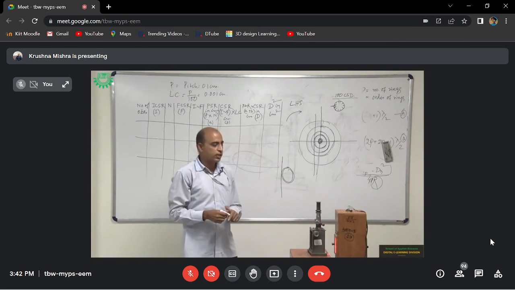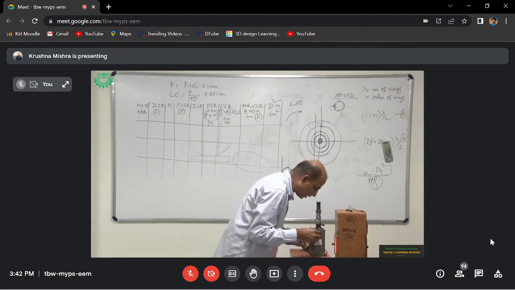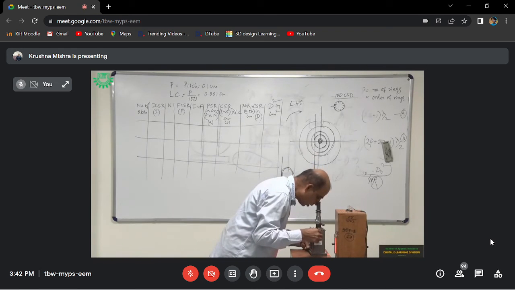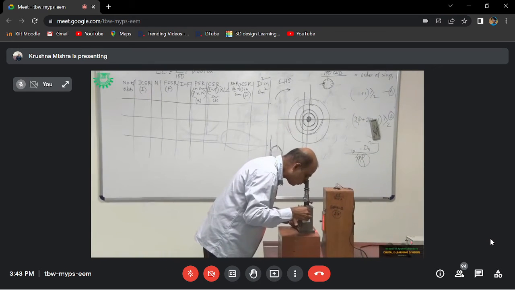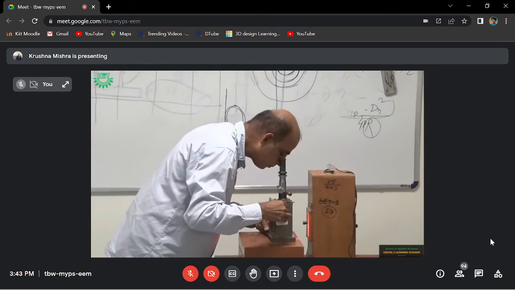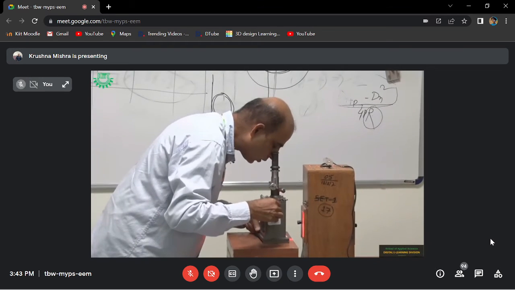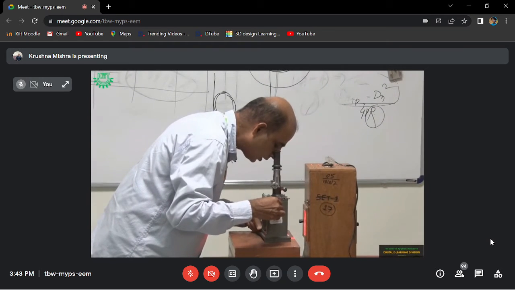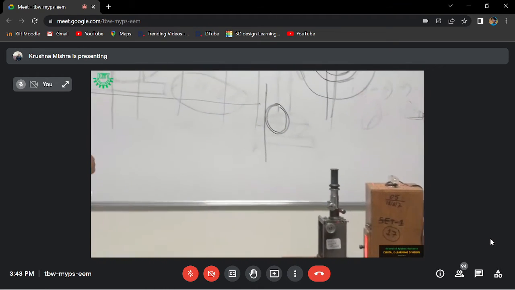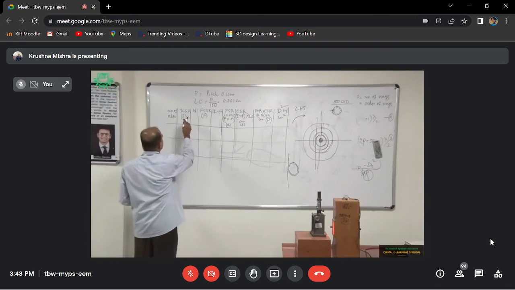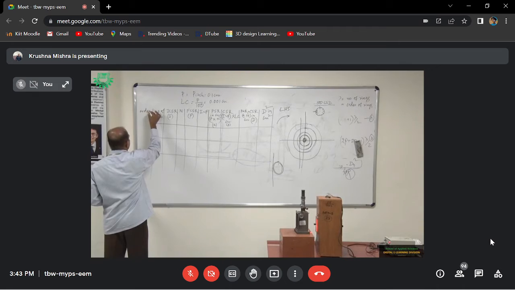So let us take one reading. I am rotating the scale in clockwise direction to find the reading. I am rotating now and the crosswire is exactly at the middle. So this is the first ring, ring number 1, order of ring is 1. I will write here order of rings.